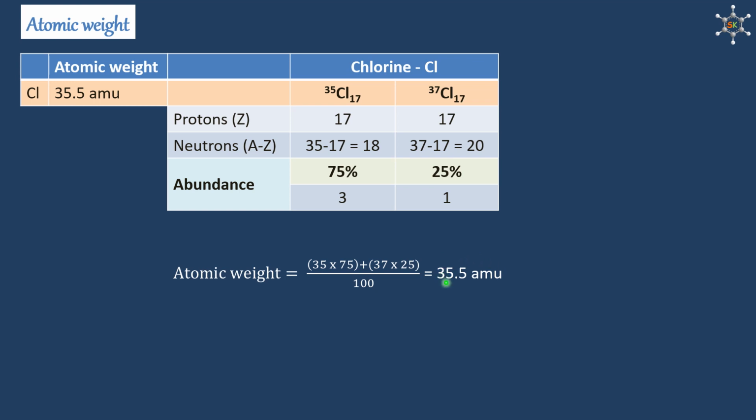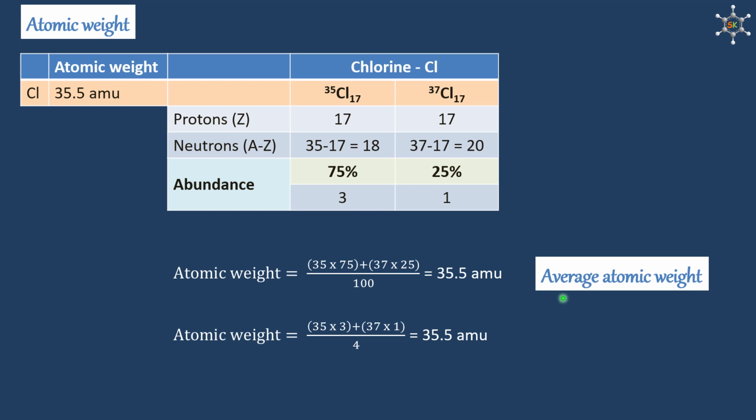Same relative atomic mass can be obtained even by using the ratio as follows. Chlorine 35 multiplied by 3, plus chlorine 37 multiplied by 1, divided by the total number, that is 3 plus 1. This also will give us the same atomic weight, that is 35.5 AMU. This atomic weight calculated based on the average of two isotopes considering their abundance is called as average atomic weight.